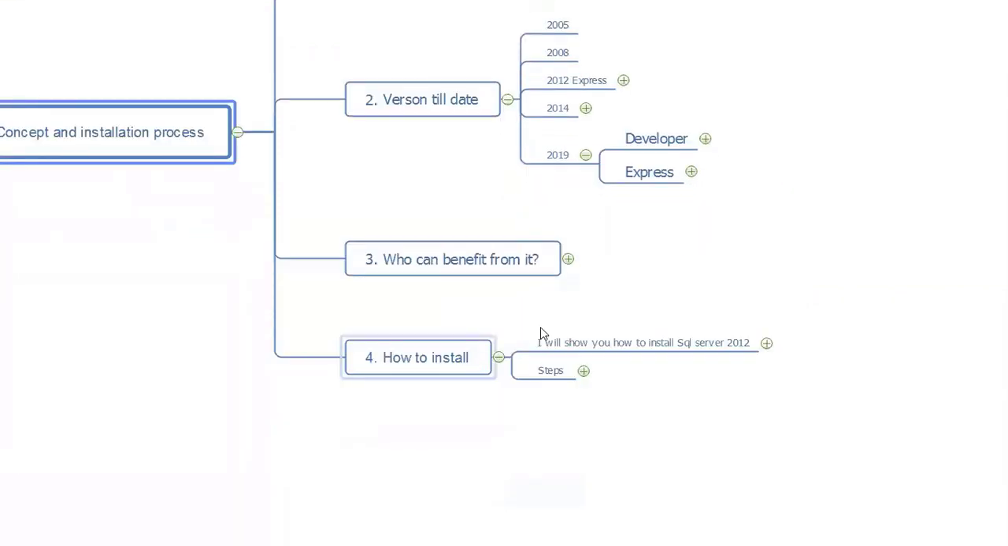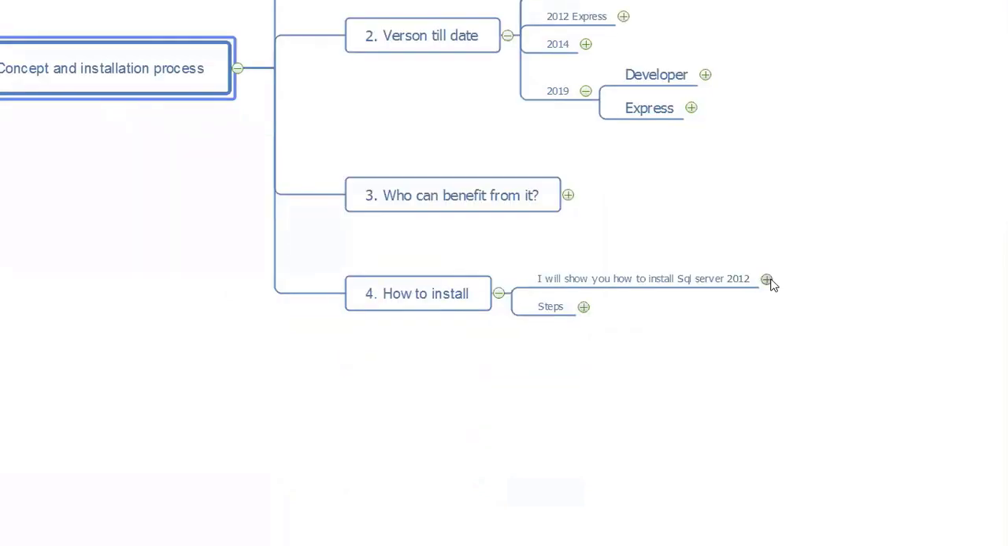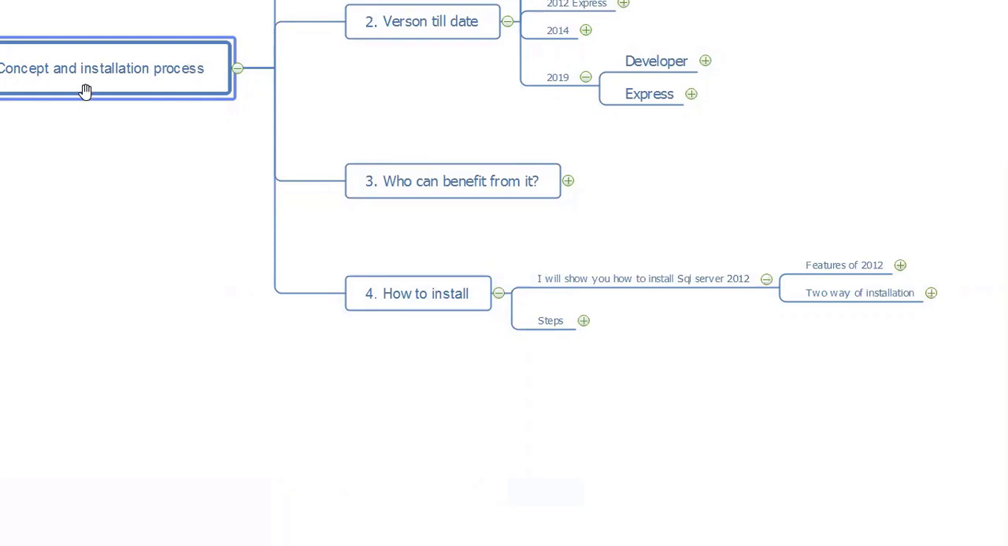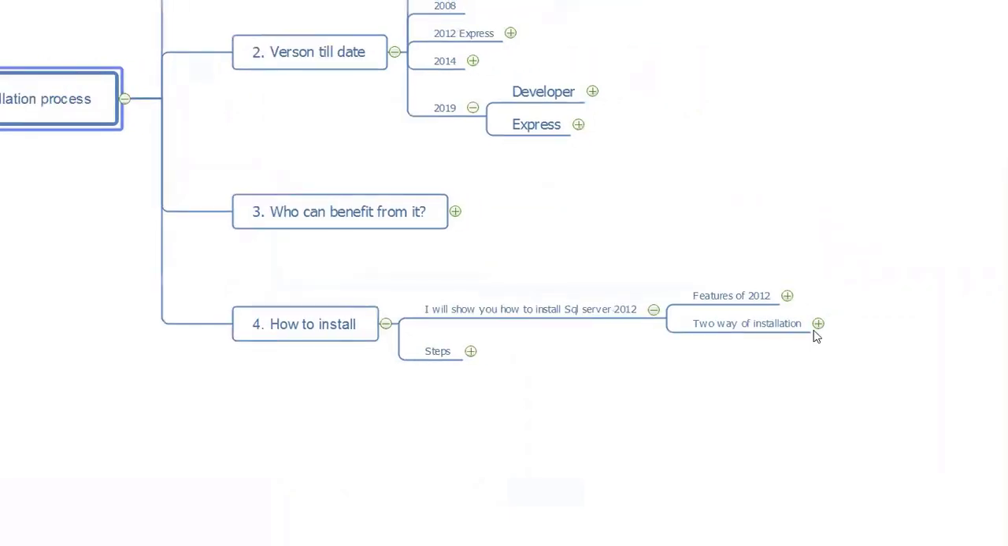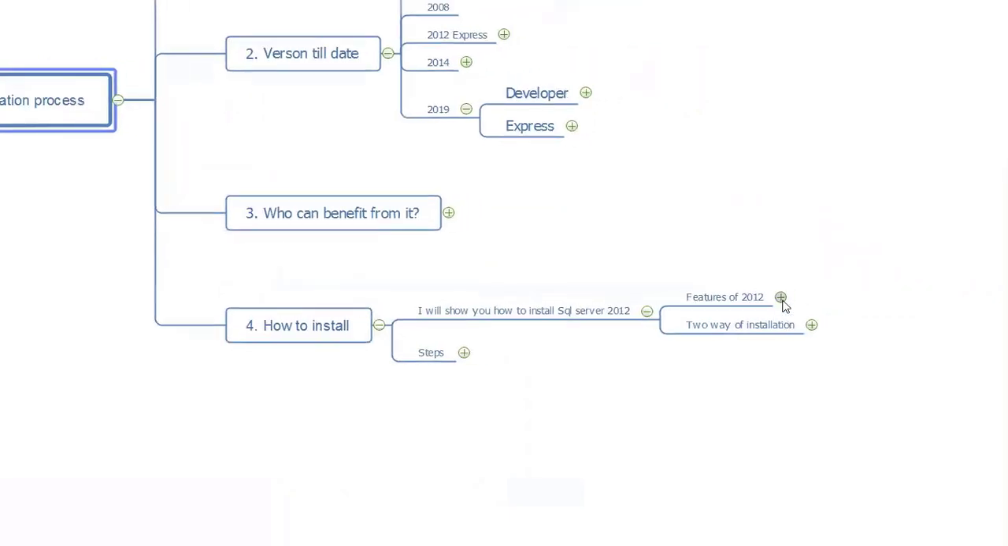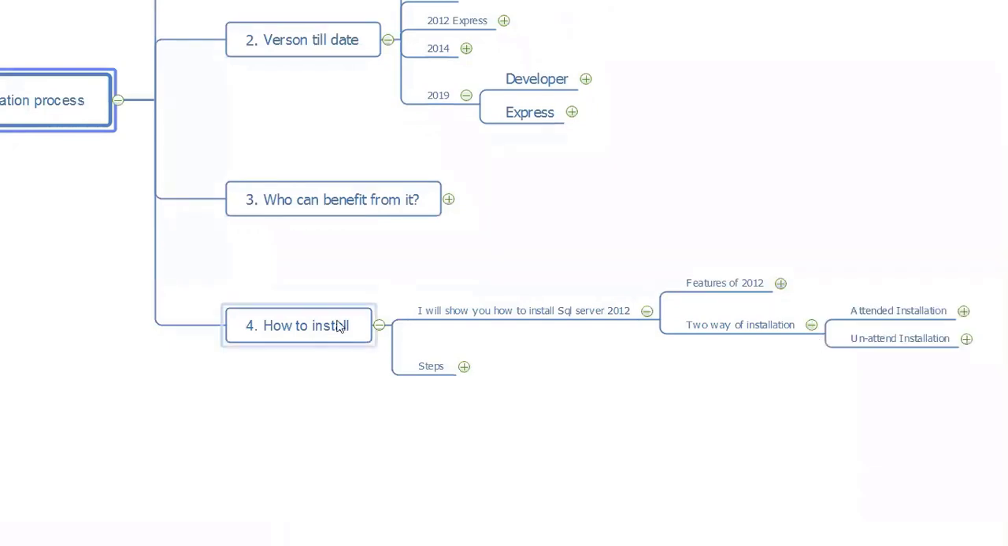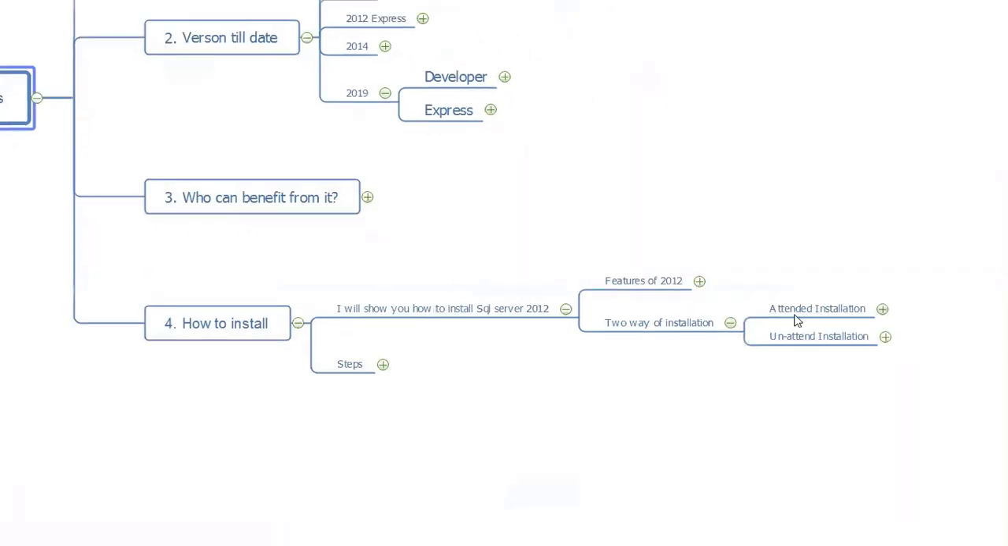So how to install it? First of all, there are two ways of installing it. These are the two ways of installing 2012 or any kind of version. One is by visual guidance, and the other is by using your command line.